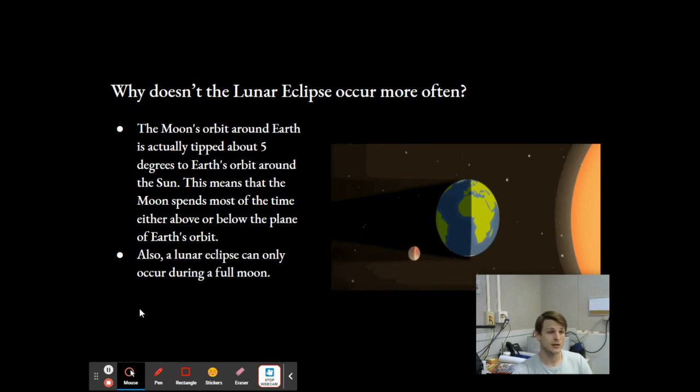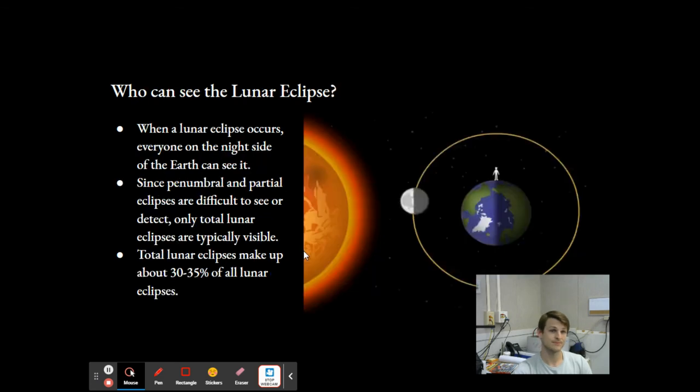sun. But the lunar eclipse also only occurs during that full moon stage, which is only a certain number of days out of the month, right? It's only during that fifth phase of the moon's phase cycle.